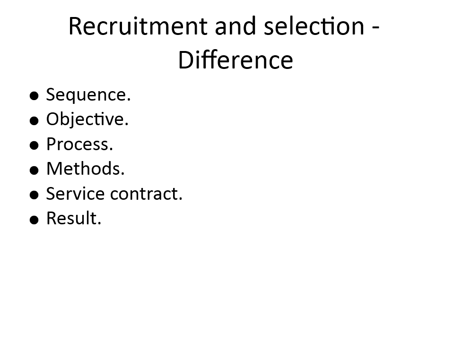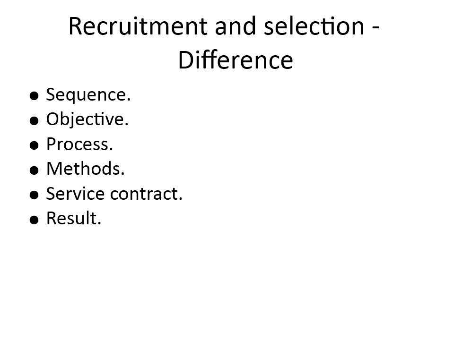Next, the second one, that is objective. The main objective of recruitment is to attract a maximum number of potential applicants in order to get a large application pool. Whereas the main objective of selection is to choose the best suitable candidate from the applicant pool.